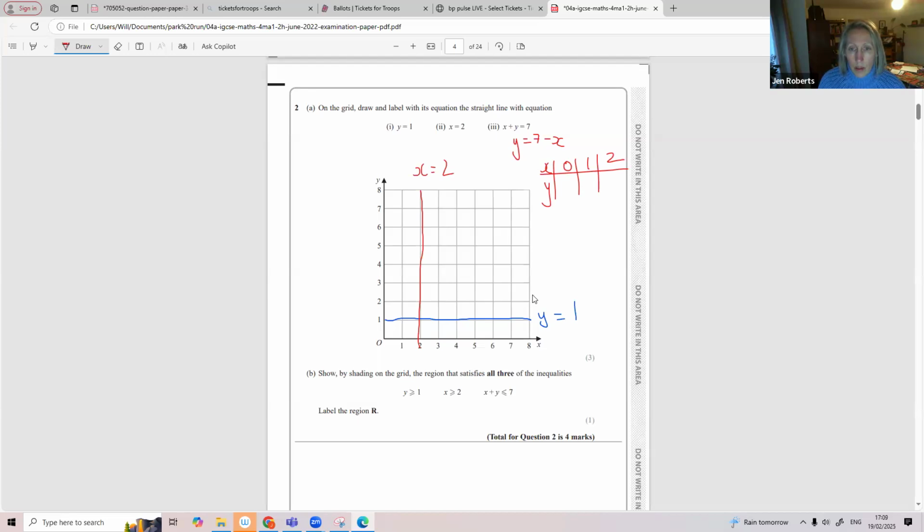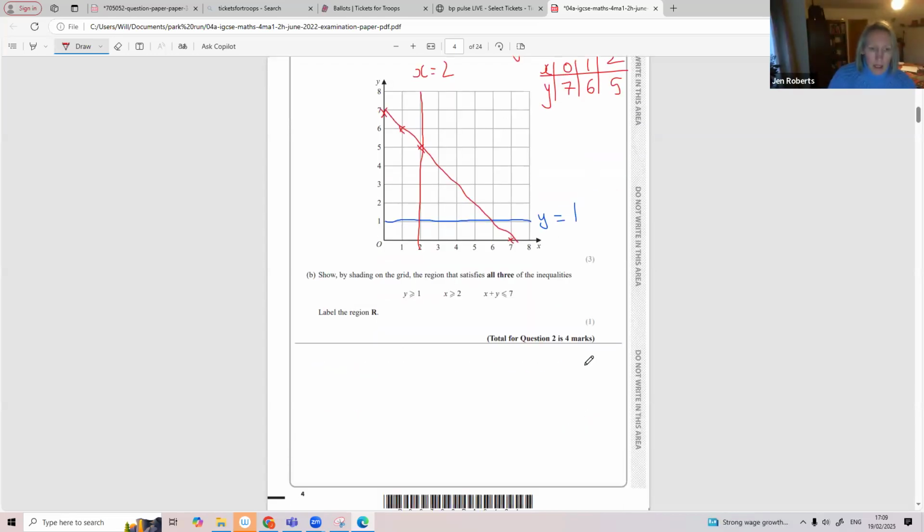7 take away 0, because y equals 7, take away what x is. 7 take away 0 is 7. 7 take away 1 is 6. 7 take away 2 is 5. Plot these points. Join them up with a straight line. I've just added an extra point here, just so I can see where my straight line's going. Oh, it's got a negative 1 gradient anyway. So there's your line, but yours should be drawn with a ruler. Okay, so there are your 3 marks for that part.